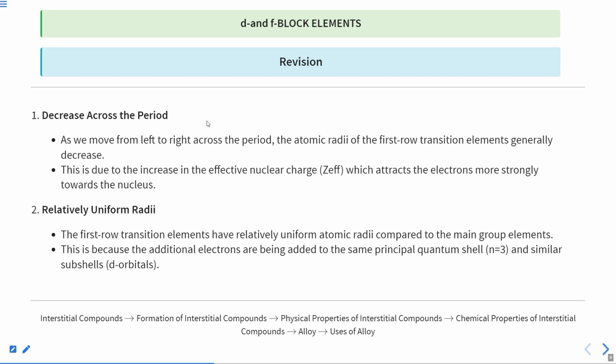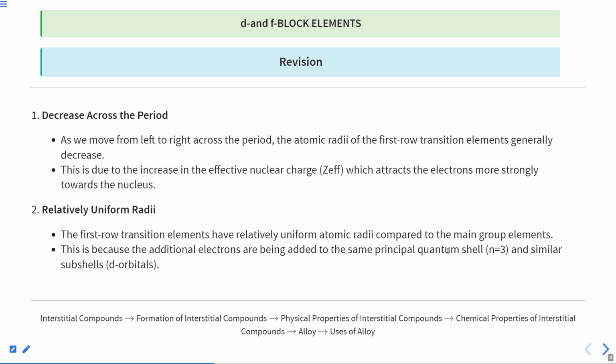Now next, as we move from left to right, we'll talk about the atomic radii. So as we move across a period, we have seen that due to the increased effective nuclear charge, the outermost shell shrinks towards the nucleus, and due to that reason, the size of the atomic radii decreases. Clear?